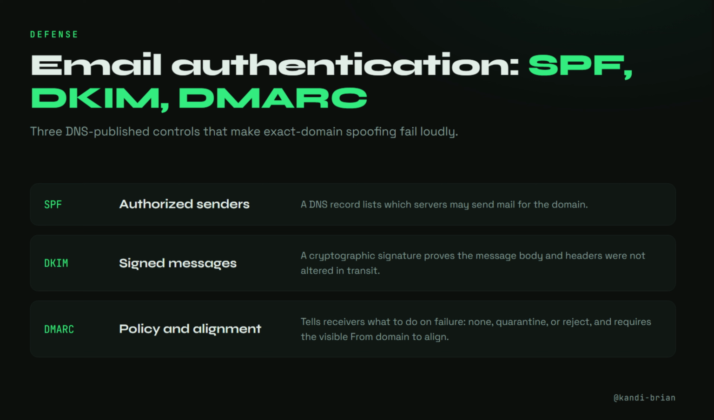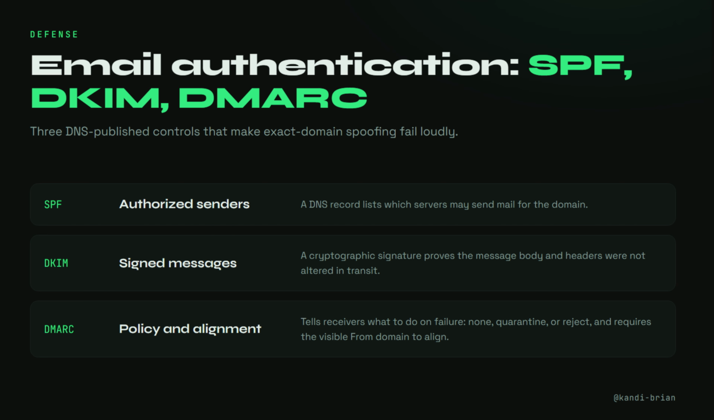DMARC ties them together with 2 critical additions. Alignment, meaning the domain in the visible from header has to match the domain that passed, and policy, telling receivers what to do with failures: nothing, quarantine, or reject. With DMARC at enforcement, mail forging your exact domain dies at the receiving server. That is why attackers lean so heavily on lookalike domains instead.